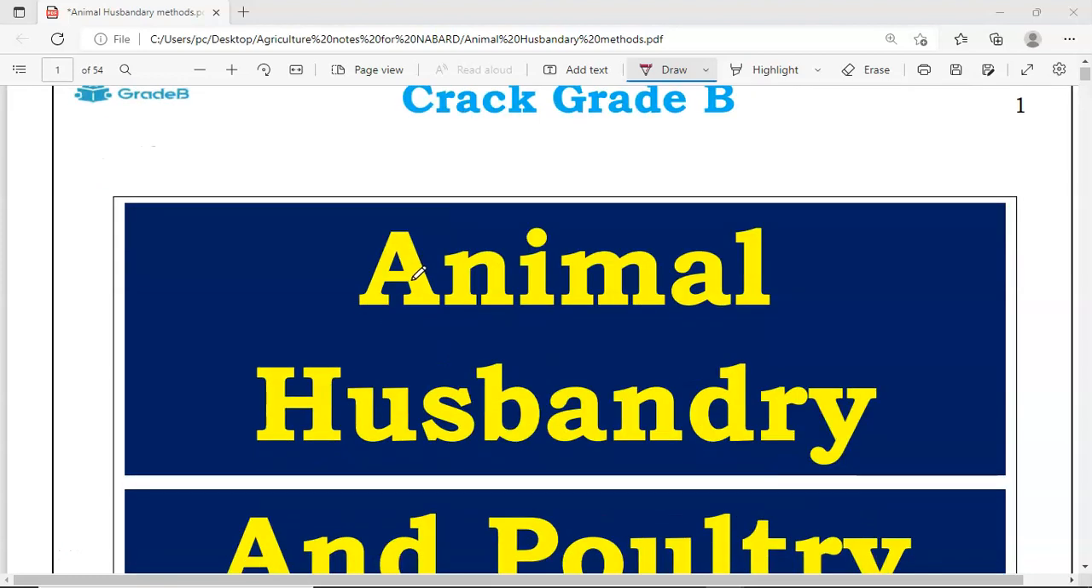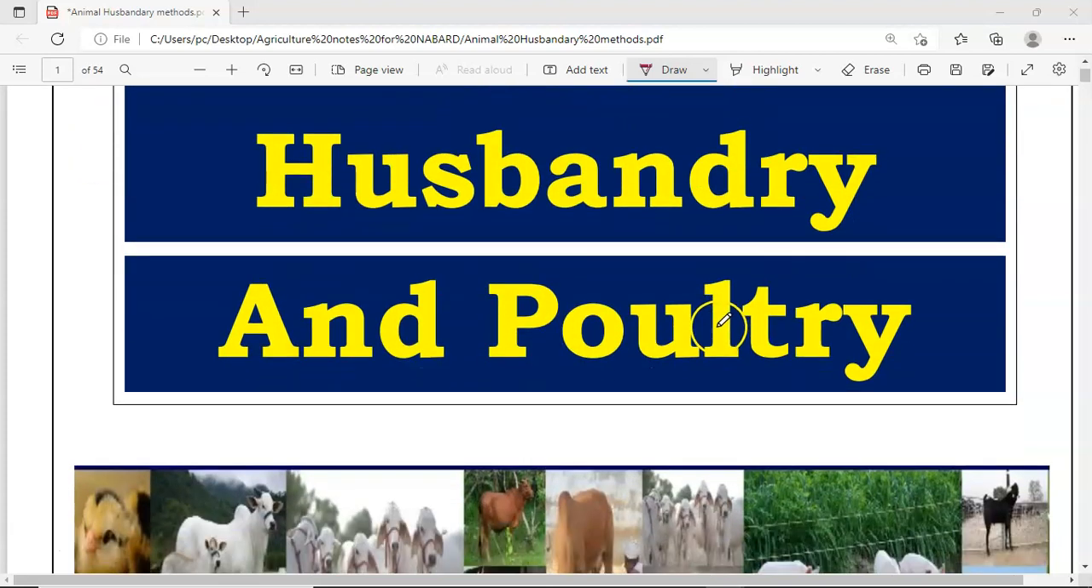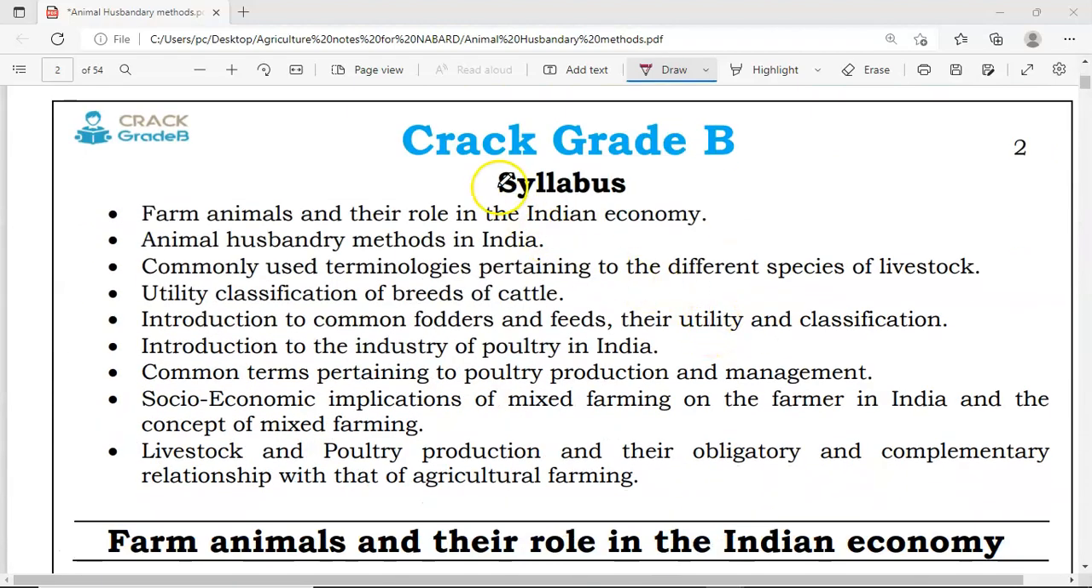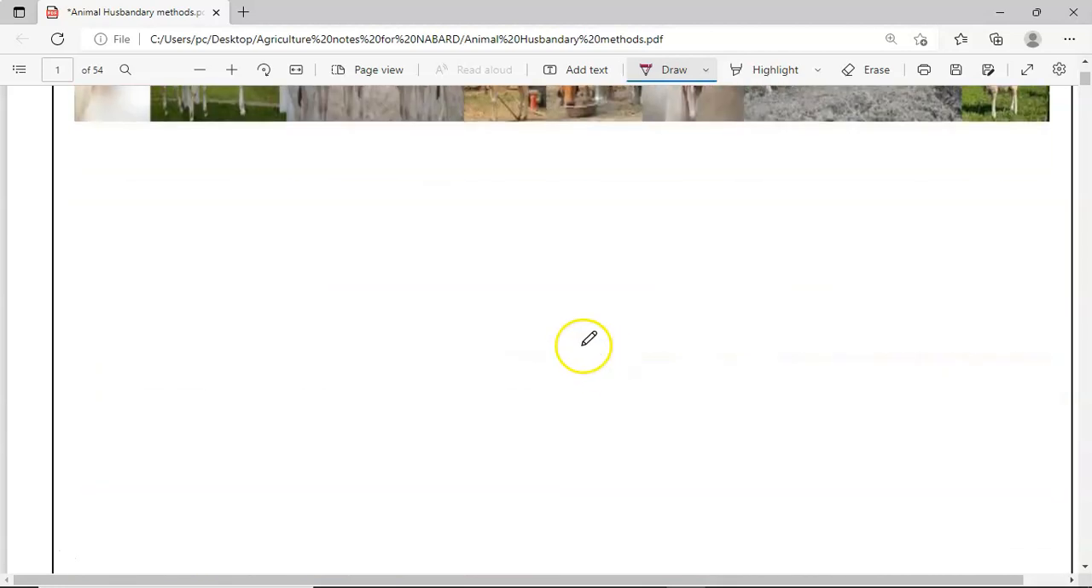As you know, we are covering the agriculture and rural development static part in this series. Today we are going to discuss animal husbandry and poultry. I think you are all aware of your syllabus. Today we will discuss this part of your syllabus, and it will cover your whole animal husbandry and poultry section.